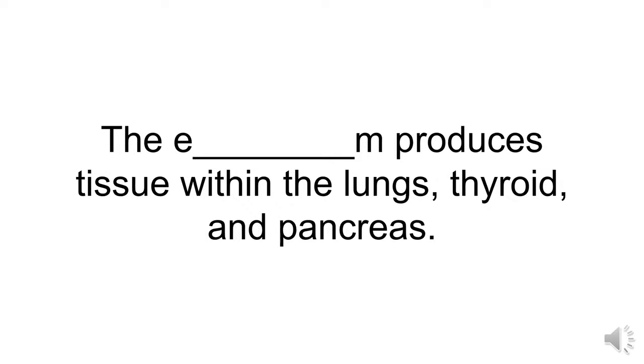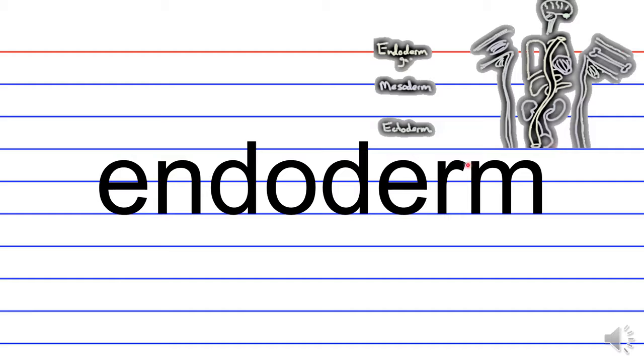The E-blank produces tissue within the lungs, thyroid, and pancreas. So what embryological germ layer does this? That would be the endoderm. The endoderm is like a light yellow. Here, you have your GI tract, pancreas, and then, not illustrated would be your thyroid and some other glands. Okay.